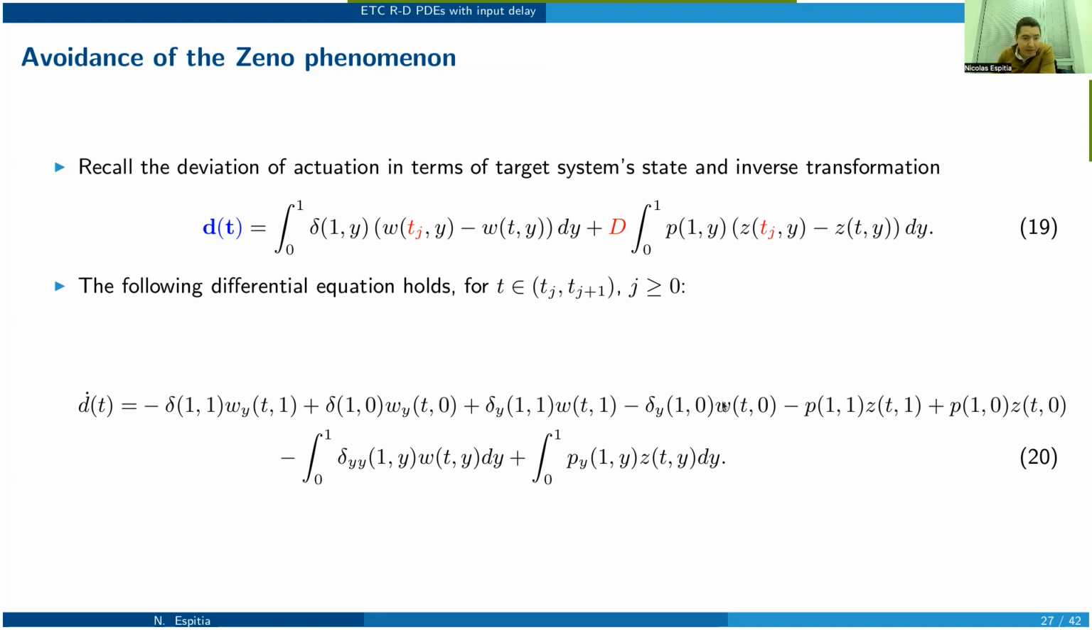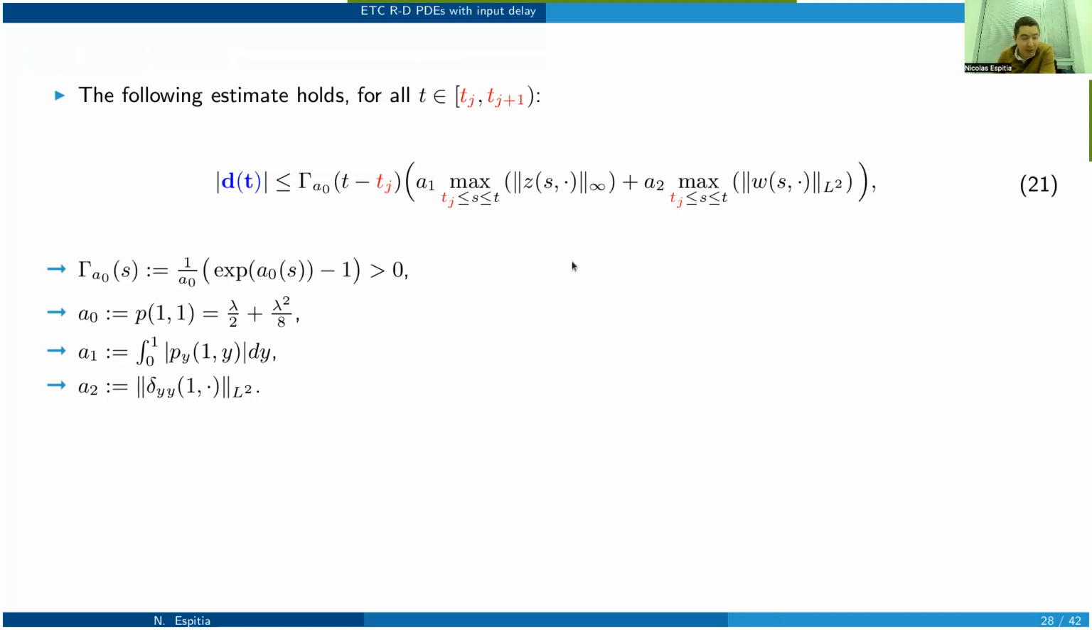So at the end, we find upper bounds and then integrate on this interval, and we end up with an estimate in terms of t minus tj. Here there is a function gamma, which also contains other parameters, A0, A1 and A2. All of them can be characterized in terms of the parameters of the system and in terms of the kernels of the inverse transformation that we know are explicit. So we can characterize this in some cases explicitly and in others numerically.